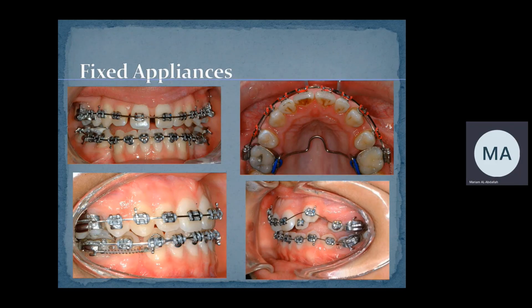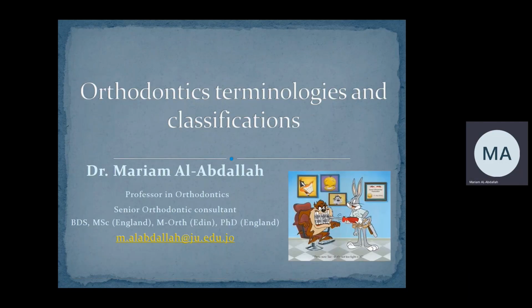And finally, fixed appliances. Fixed appliances are used to move teeth bodily and control the position of teeth in 3 dimensions. They're usually used if you're planning a comprehensive treatment for the patient. And this is just a very simple classification of the appliances that we use in orthodontics.